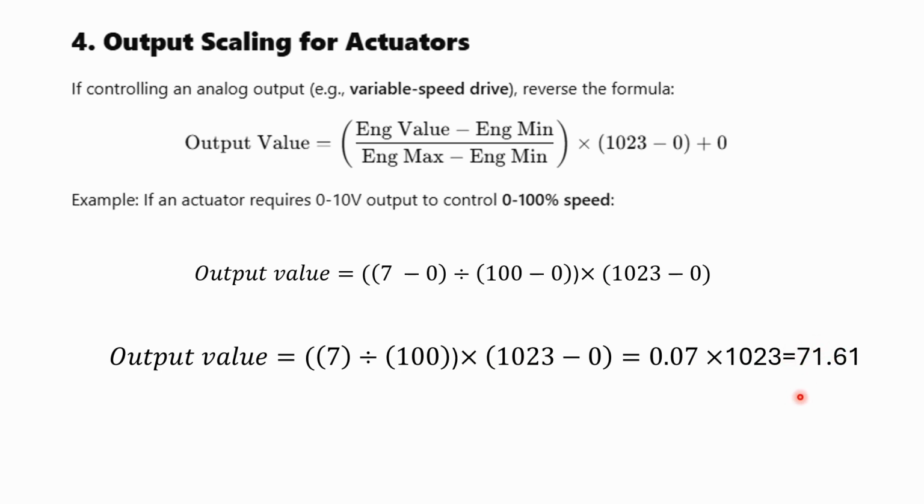This raw value is within the range of 0 to 1023. If we were running this output at 100%, we would be outputting 1023. If we were going to run at 0%, we would be outputting 0.